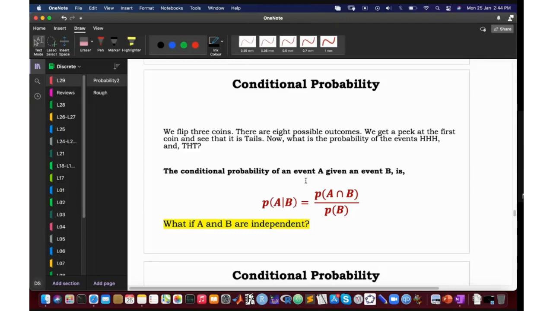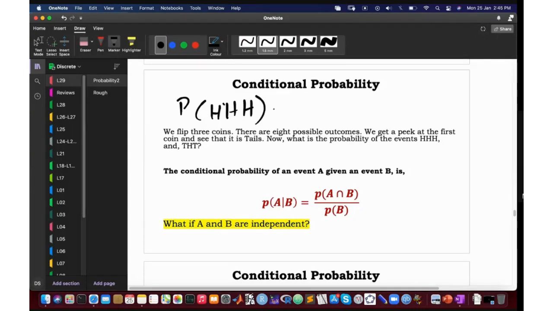Okay, conditional probability is again the thing where you want to compute the probability of something given some information about that event. For example, if you flip three coins and there are 8 possible outcomes, you get a peek at the first coin and you see that it's tails. Now you don't know anything about the rest. What's the probability that you have 3 heads?